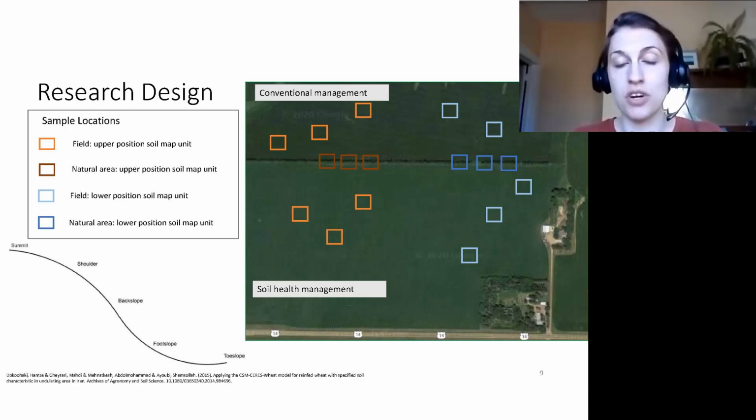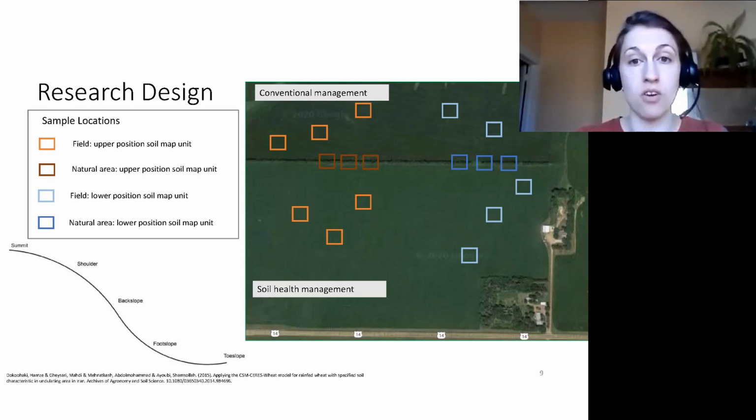So you see I have different colored squares here that represent the 2 different map units, the upper map unit and the lower map unit, so getting at some of that in-field variability. And then in the middle, we would take samples along the tree line for our natural area samples. And that's just a picture of what our sampling effort looks like in each pair of fields.